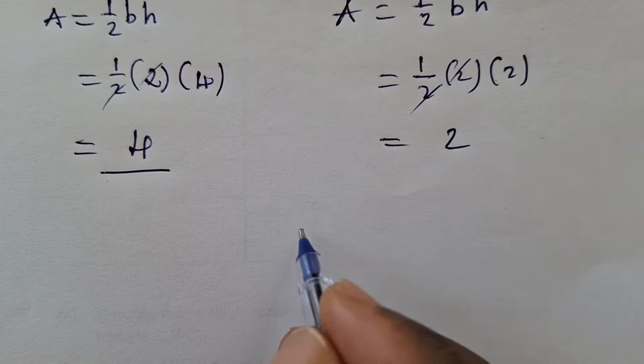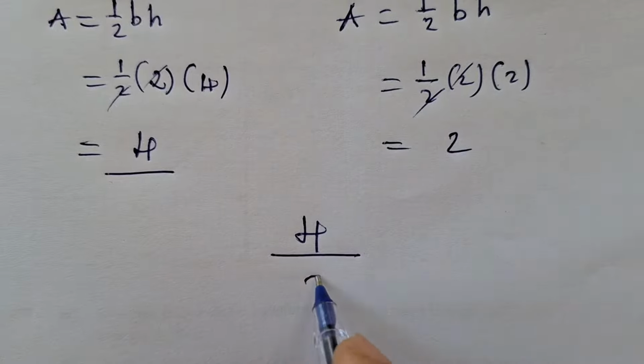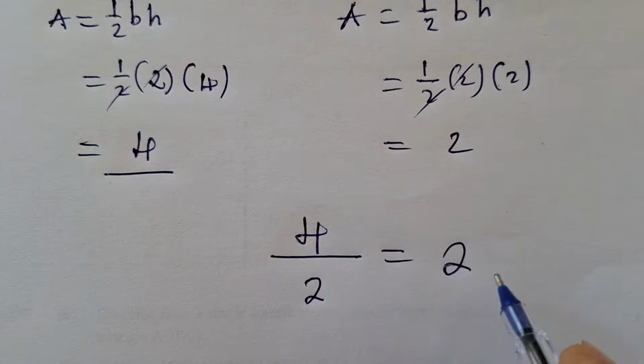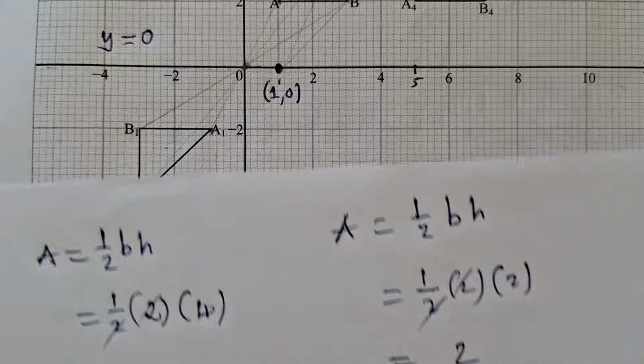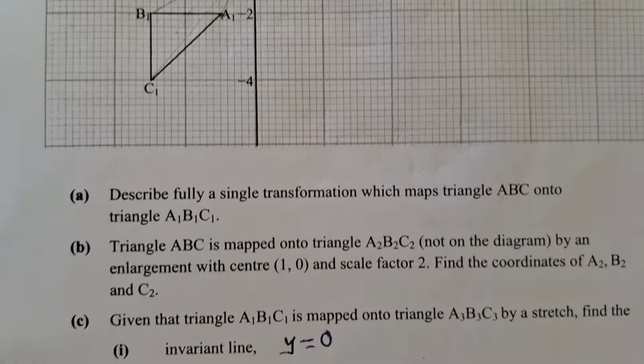So I'll say area of the bigger, which is a 4, over area of the smaller, which is a 2. It's giving me 2. So scale factor is a 2. So let's go to the last question.